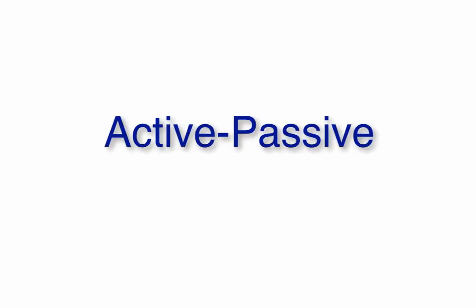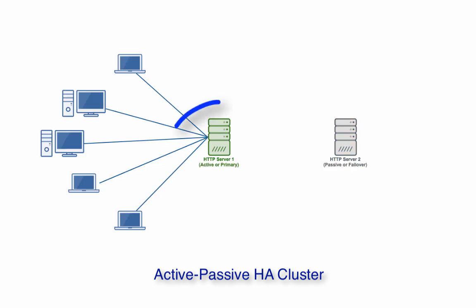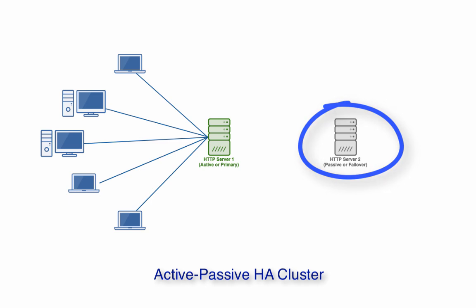Let's now talk about active-passive high-availability clusters. Like the active-active configuration, active-passive also consists of at least two nodes. However, as the name active-passive implies, not all nodes are going to be active. In the case of two nodes, for example, if the first node is already active, the second node must be passive or on standby. The passive server, also known as the failover server, serves as a backup that's ready to take over as soon as the active server, also known as the primary server, gets disconnected or is unable to serve.